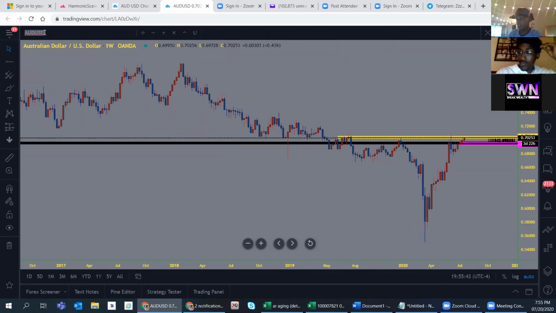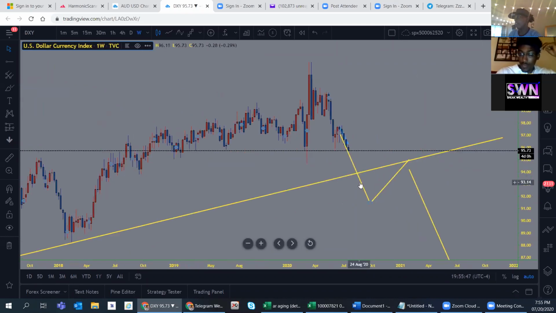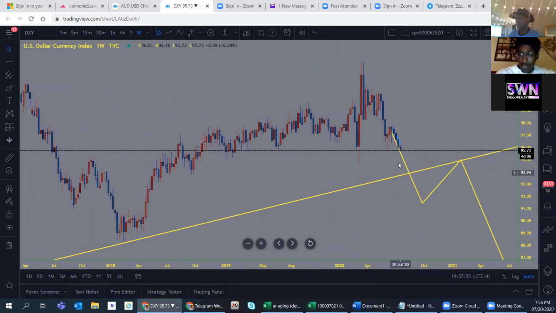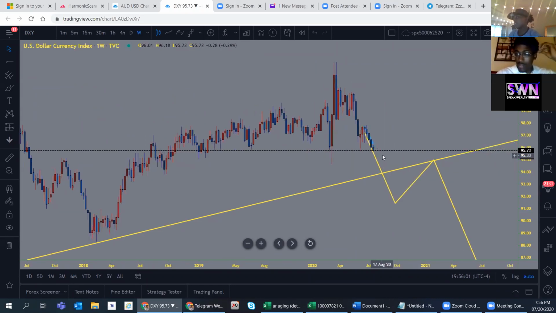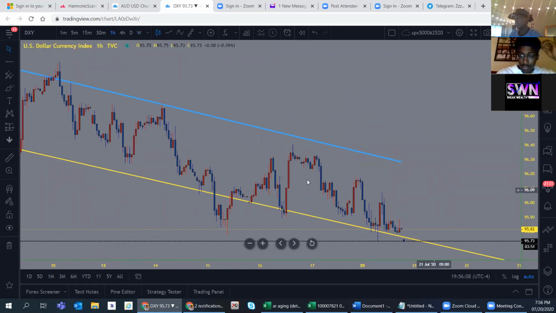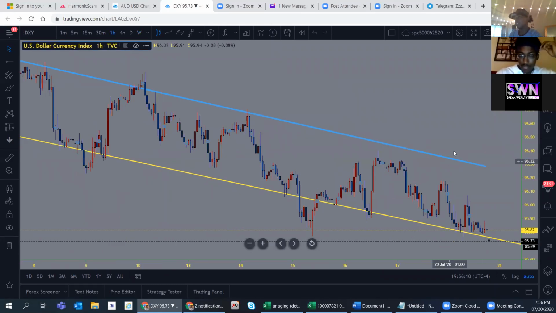Let's go to DXY real quick and see what the dollar is doing. I already have it dropping. Is that black dotted line a support line or the price line? That's where price is currently at because the markets are open. I have this marked up on the lower time frame. See, it's in the zone. It's been in the channel for a minute.